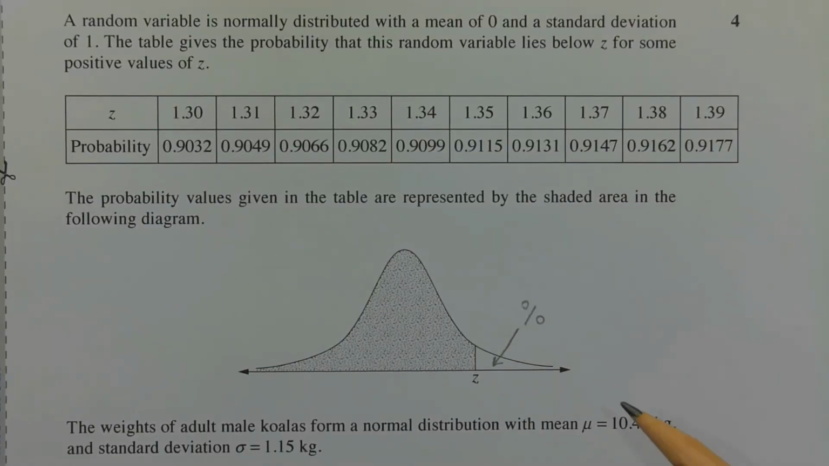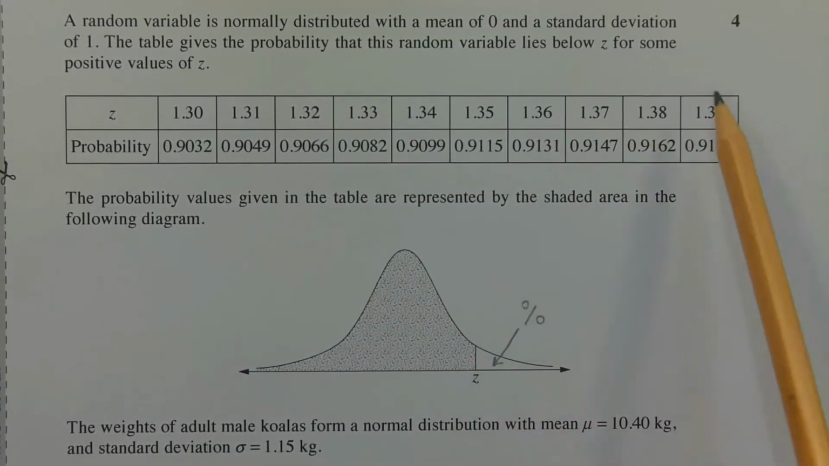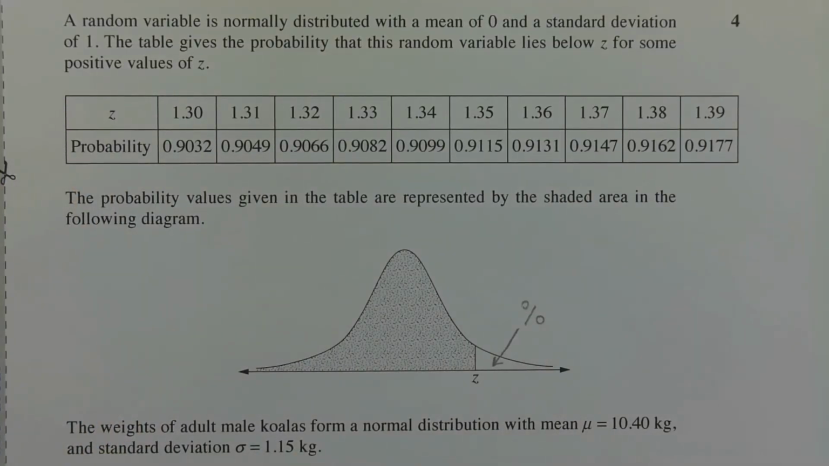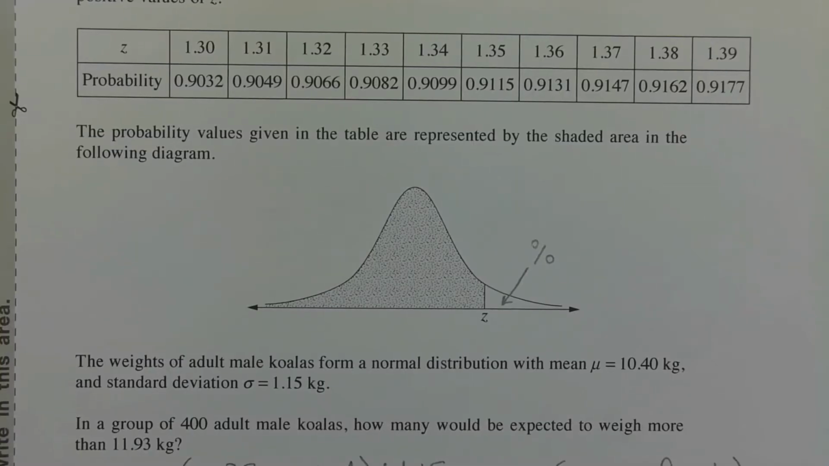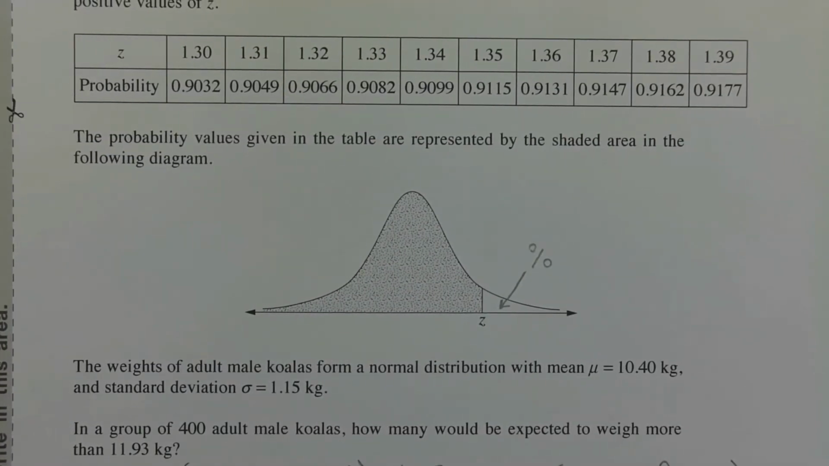The strategy is to work out the percentage of scores that's represented by the unshaded region in this diagram. Now, the shaded region in the diagram gives us the percentage of scores that lie below Z, and they're given in this table of Z scores. However, the question is asking for the number of male koalas that lie above a certain score, not below.